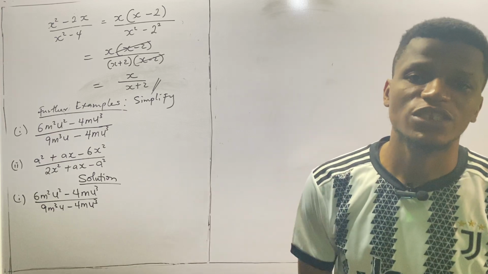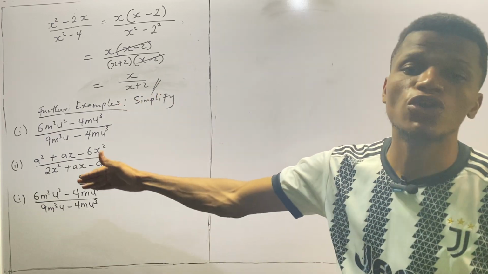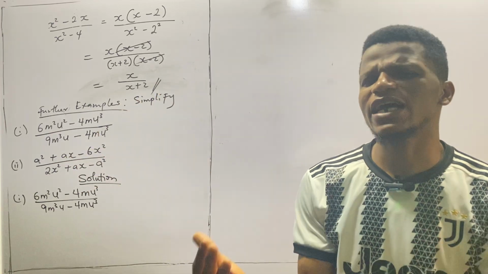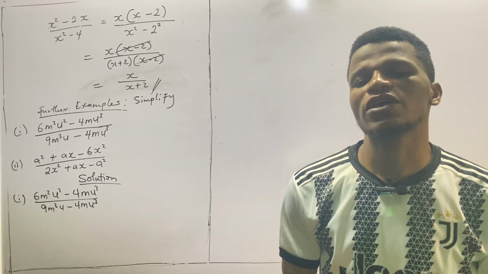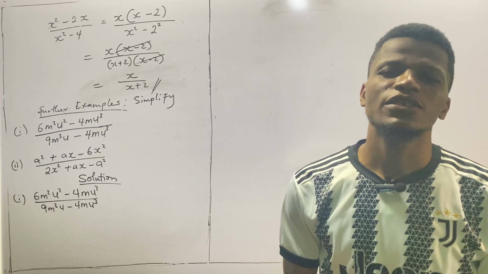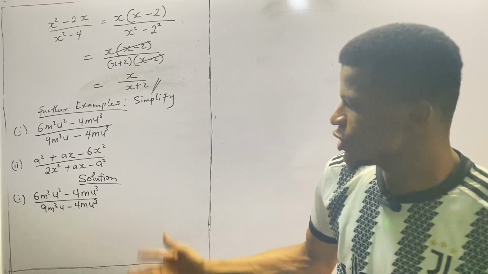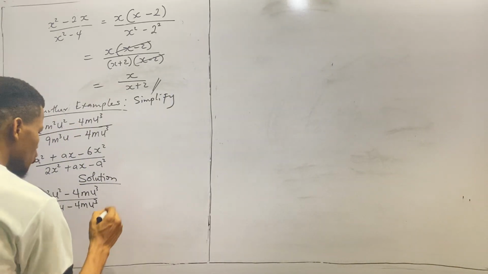Factorization should be our first step. So let's factorize both the numerator and denominator and see if we can have a common factor. If we have a common factor, we cancel out. If you have no common factor, then we leave the answer the same way it is at the beginning. Okay, let's go.